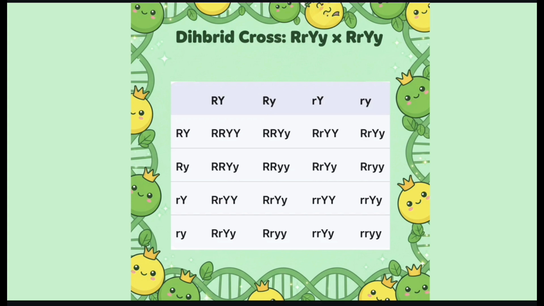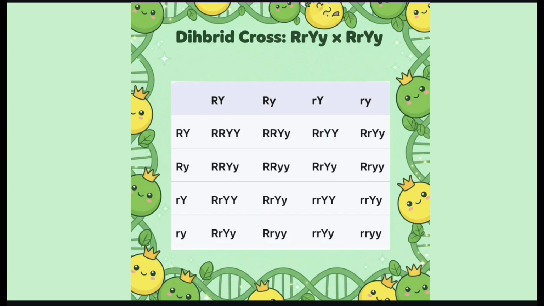Okay, now it gets a little trickier. What if you look at two traits at the same time? For example, capital R for round seeds and lowercase r for wrinkled seeds, and capital Y for yellow seeds and lowercase y for green seeds. If both parents are capital R lowercase r, capital Y lowercase y, each parent can make four types of gametes: capital R capital Y, capital R lowercase y, lowercase r capital Y, and lowercase r lowercase y.